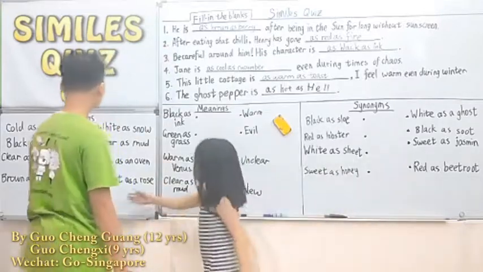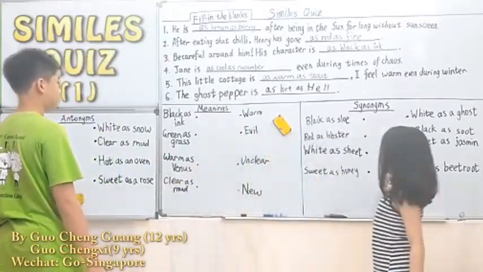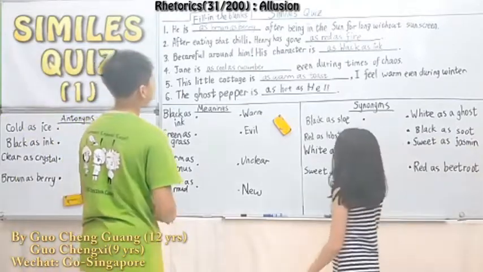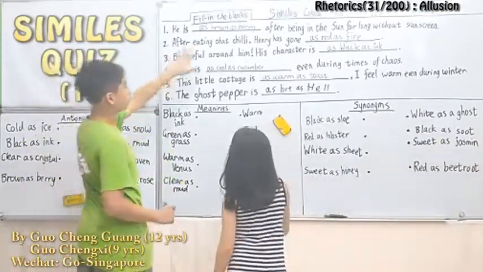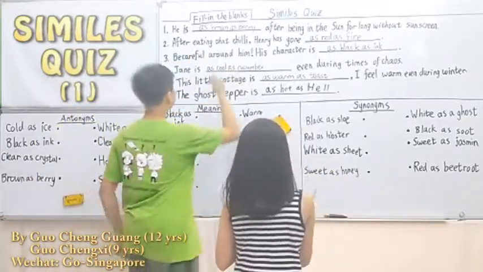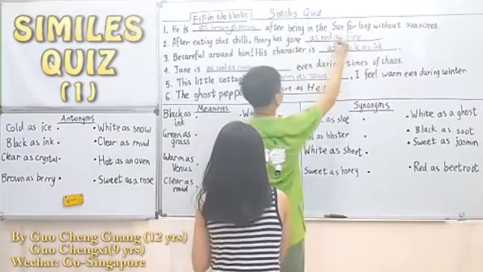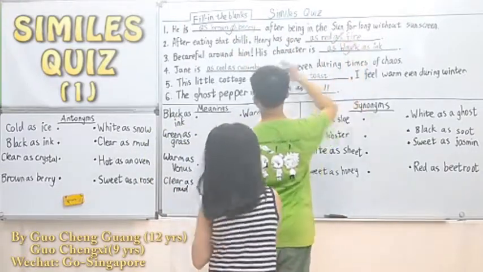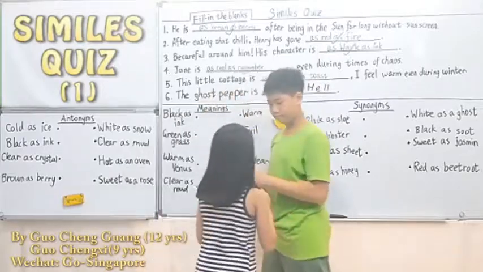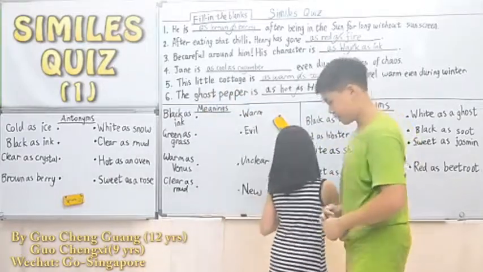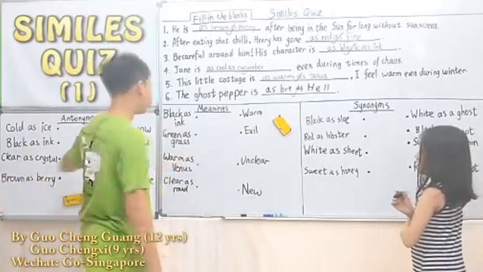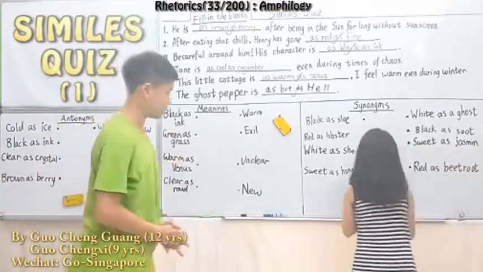Now, would you want me to first do this, or this? It's your choice. This is your quiz. So which one would you want? This. So you want to go from right all the way to the left? Okay, you can start.